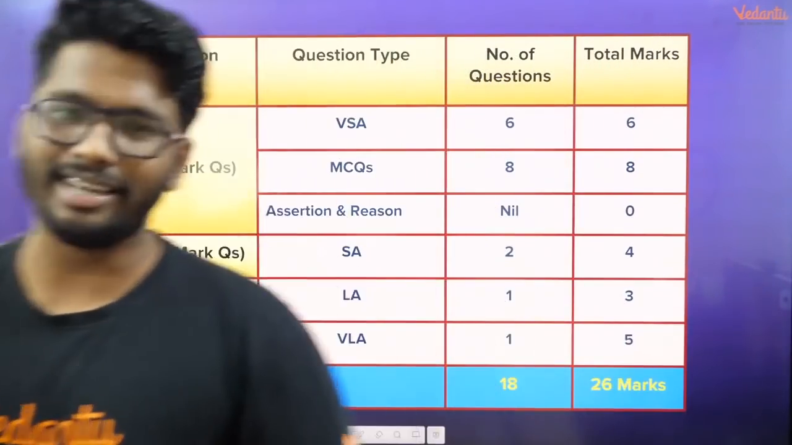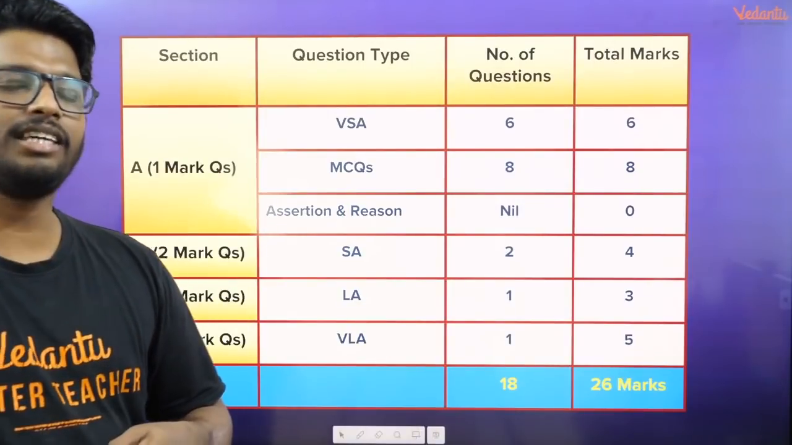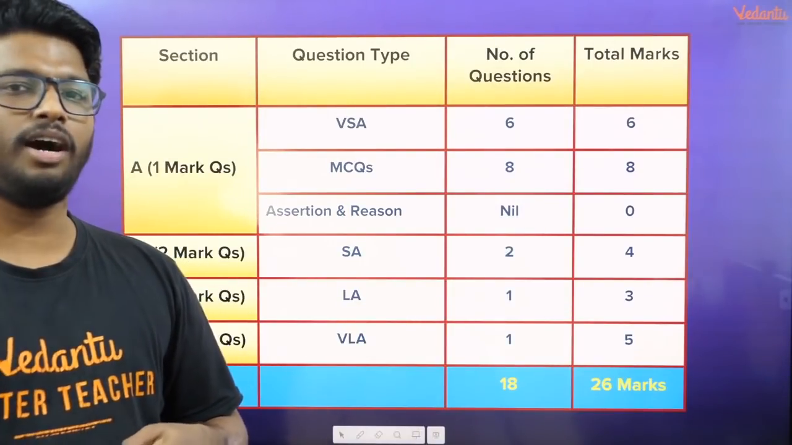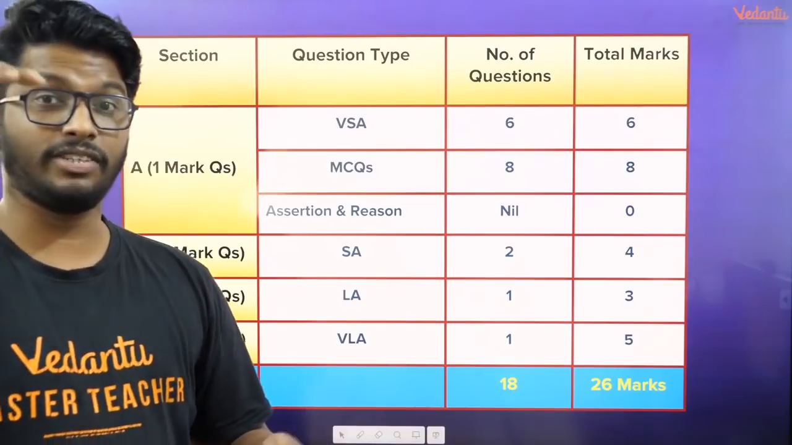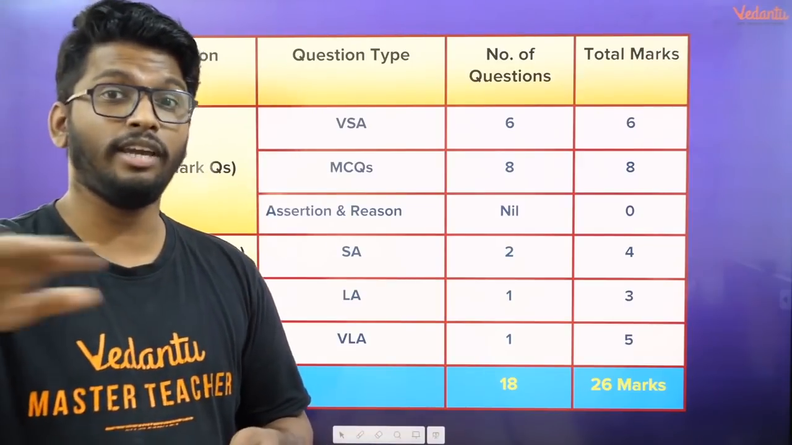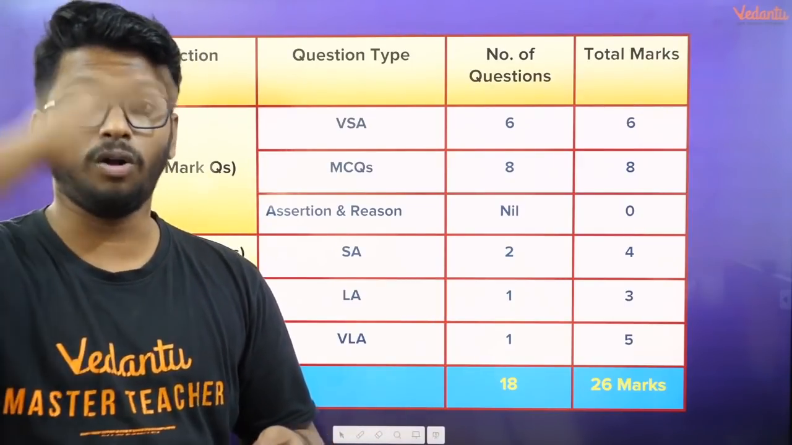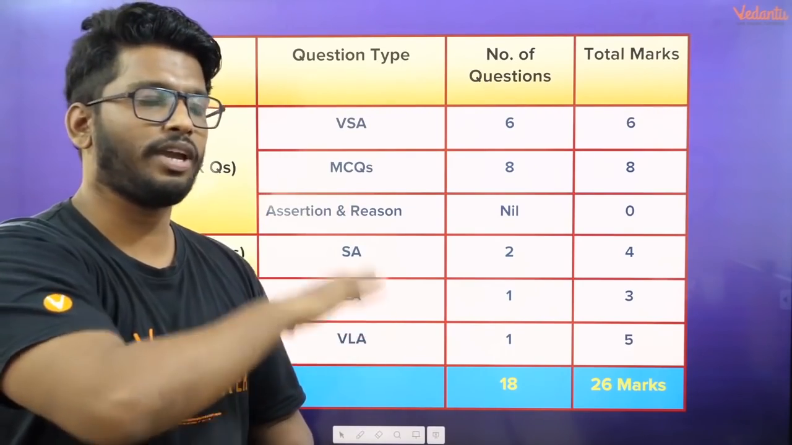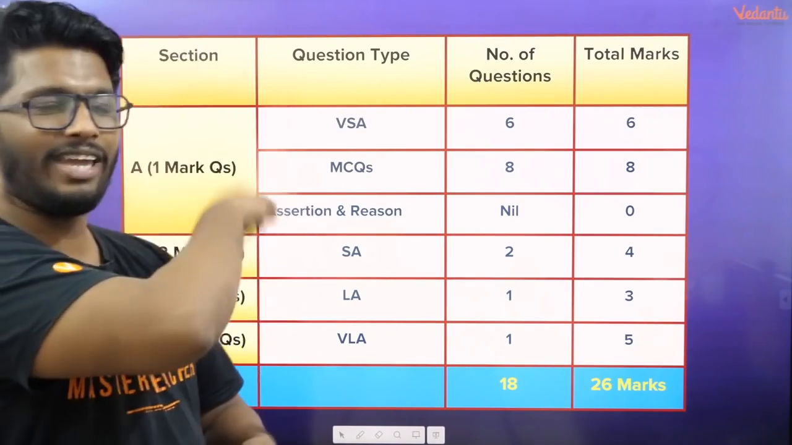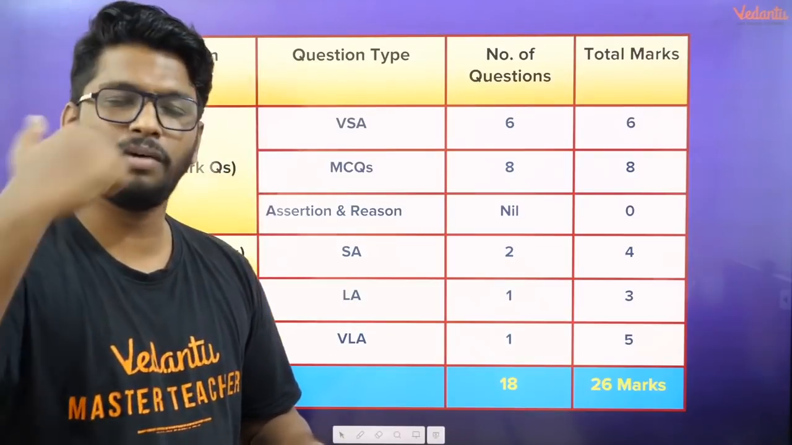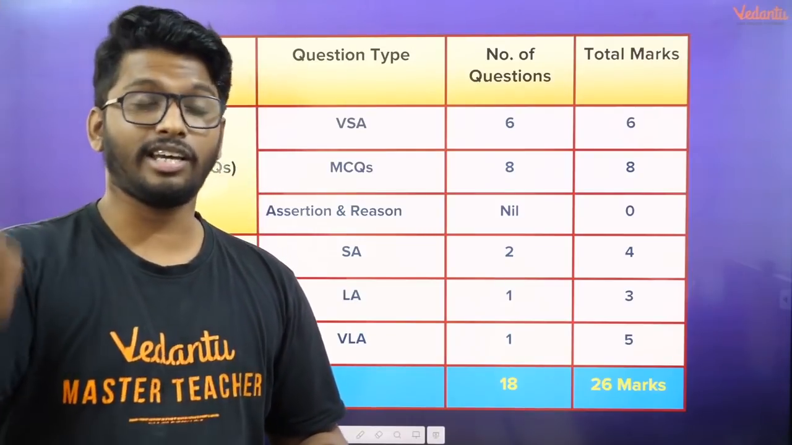Now to talk about the mark distribution. I'm talking about physics alone, not biology and chemistry. You know that your science contains all 3 subjects, but I'm just talking about physics over here. You'll have 6 questions of 1 mark. VSA stands for very short answer questions, and you'll have 6 questions each carrying 1 mark.